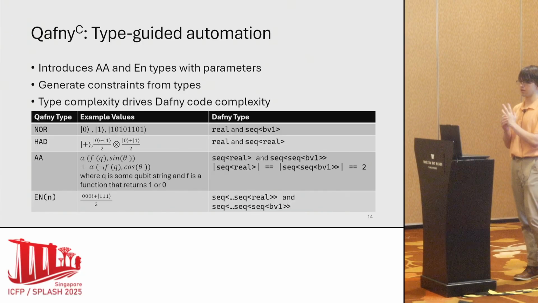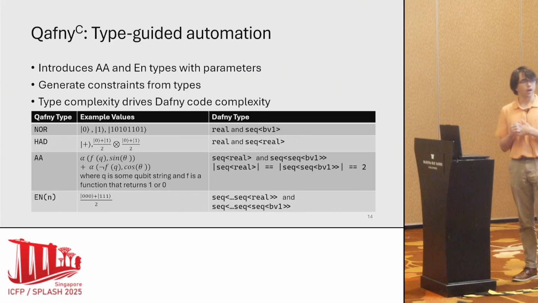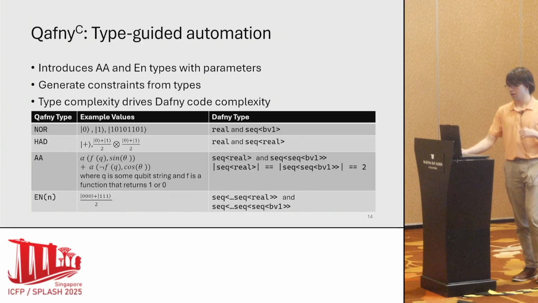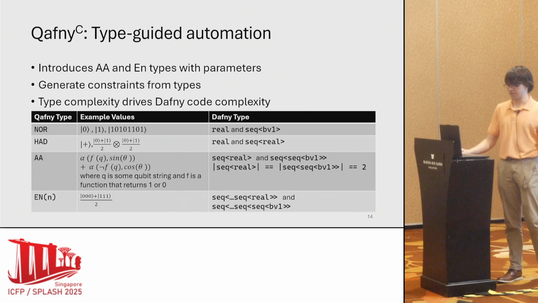Amplitude amplification is used for a specific group of problems that I will get into later. All that you need to know now is that it basically partitions the qubit string into 2 separate groups. This can be represented as 2 sequences of length 2, a sequence of reals, and a sequence of bit vector 1s. And then finally, EN type. This can represent any qubit string. An example value is this GHZ state. Essentially, think Bell pair, but for more qubits. The n decides the number of sequences, so it's an n-dimensional sequence of reals for the amplitude and an n plus one dimensional sequence of bit vector 1s for the basic kets.